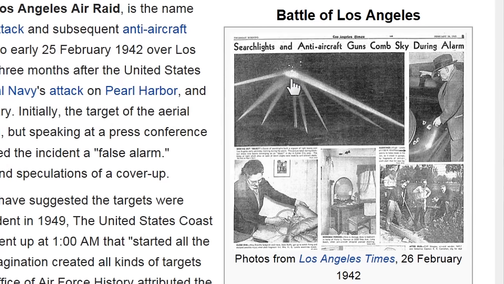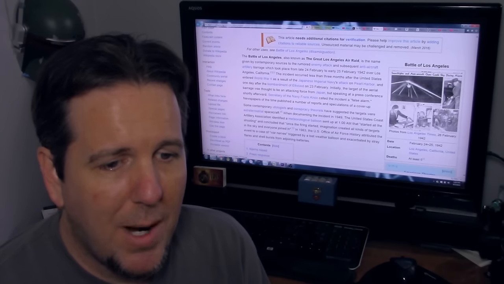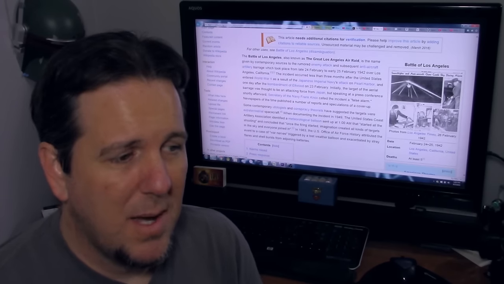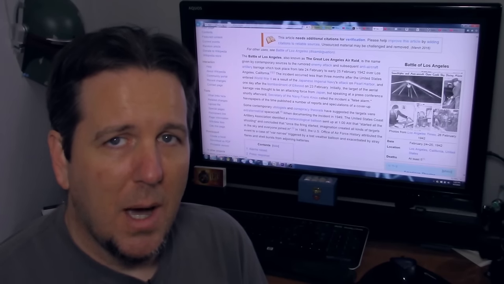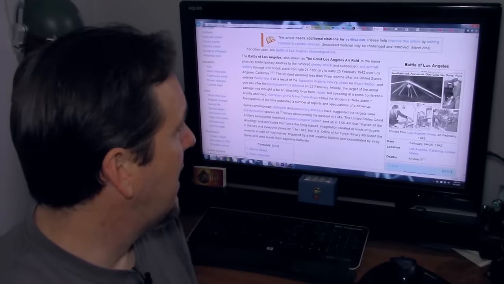Now, there is a possibility, because of all the anti-aircraft fire, that perhaps this is a plume, perhaps this is some kind of cloud that's being left over there. I'm not totally certain about that. But let's hear from some witnesses.